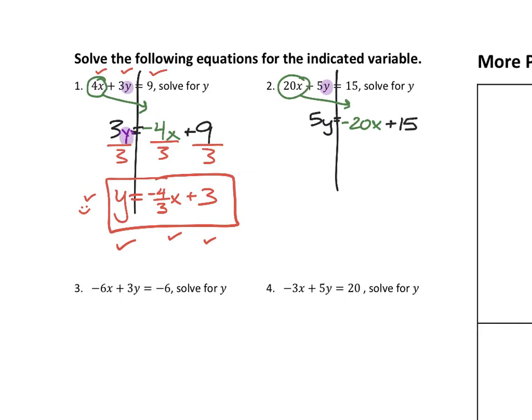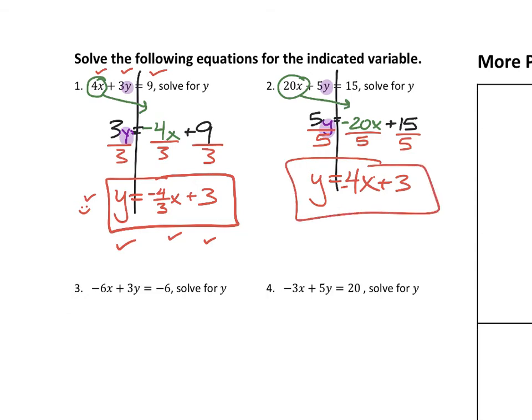We are still looking to get y by itself, so we're going to divide away the coefficient of y to every term left in the equation. We would have y equal to negative 20 divided by 5 is negative 4x, and 15 divided by 5 is positive 3. I have an x term, y term, constant, because I started with an x term, a y term, and a constant. I'm happy.